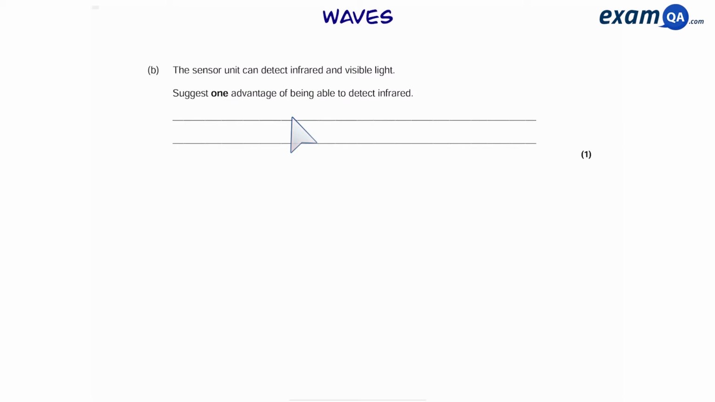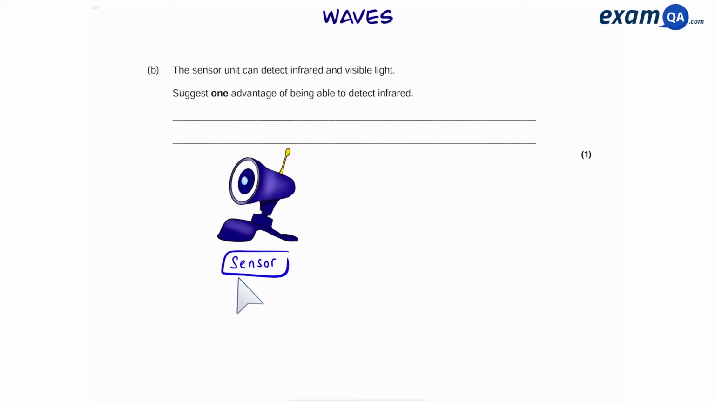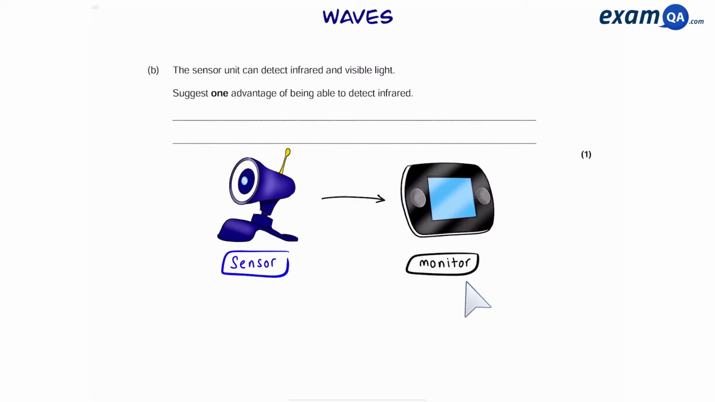The sensor unit can detect infrared and visible light. So just one advantage of being able to detect infrared. So we said that the sensor picks up visible light from the baby. Then it sends this information to the monitor unit. What would happen then if it was in a dark room? Does that mean we can't see the baby?